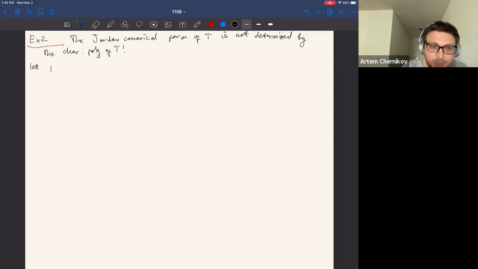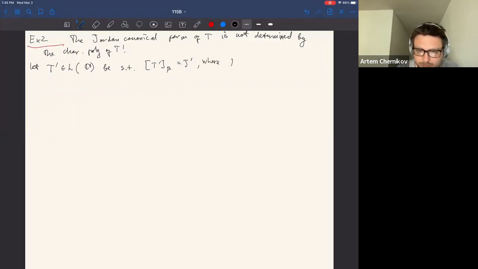So assume T prime now is some other linear operator on the same space, C8, as in example 1. But let T prime be such that the matrix of T prime with respect to beta is given by J prime, where beta is the same ordered basis from example 1. And J prime looks like this.